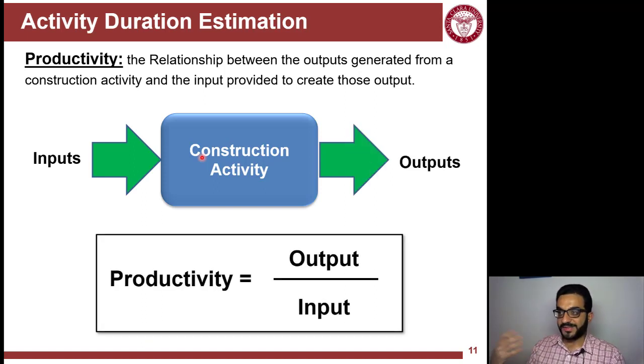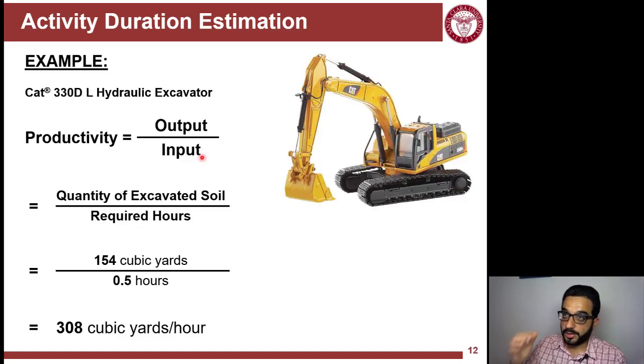So what's an input into a construction activity is typically time. What's the output is the amount of work. So it's measured in the units that you use to calculate the quantity takeoff. So for example here, the input is the required hours for this excavator to dig. So if we observe it in half an hour, it did excavate 154 cubic yards. So the ratio between these will be the productivity of 308 cubic yards per hour.